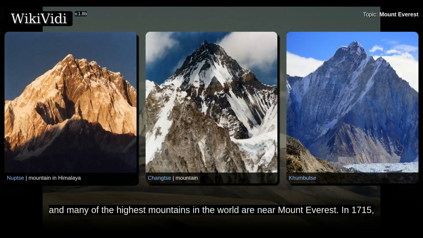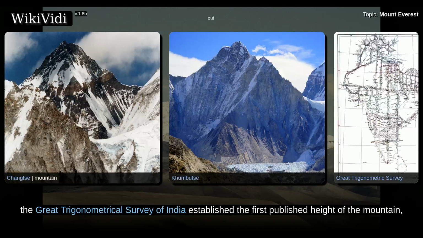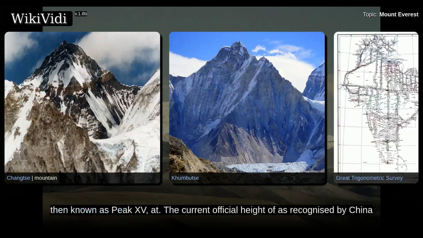In 1715, China surveyed the mountain while mapping Chinese territory, and depicted it as Mount Qomolangma no later than 1719. In 1856, the Great Trigonometrical Survey of India established the first published height of the mountain, then known as Peak 15. The current official height, recognized by China and Nepal, was established by a 1955 Indian survey and subsequently confirmed by a Chinese survey in 1975.